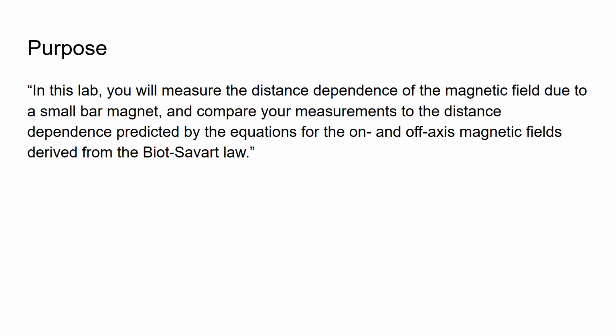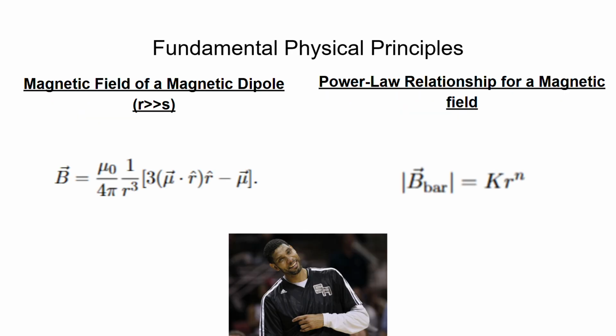Introduction. The purpose of this lab is to measure the distance dependence of the magnetic field due to a small bar magnet and compare your measurements to the distance dependence predicted by the equations for the on and off axis magnetic fields derived from the Biot-Savart law.